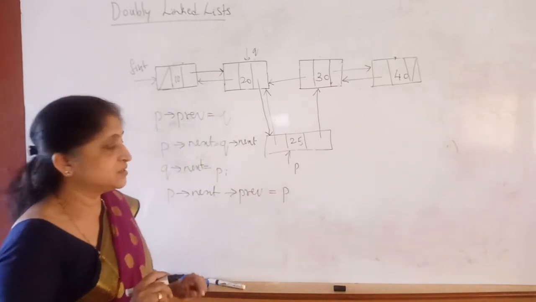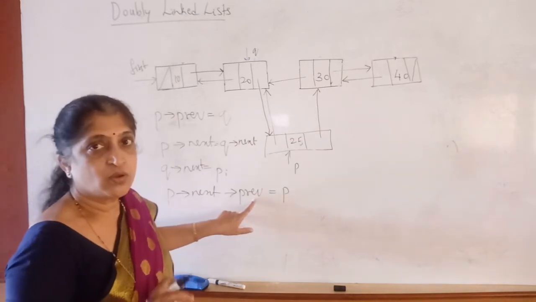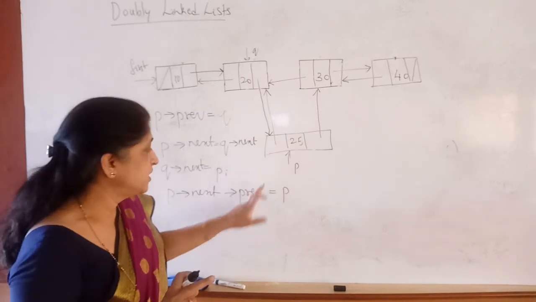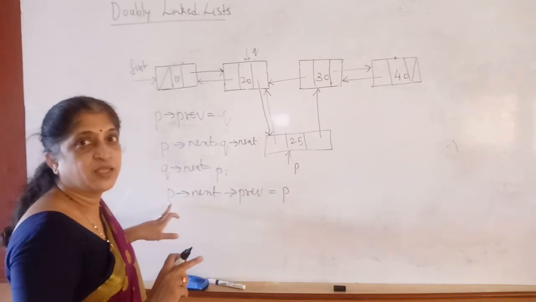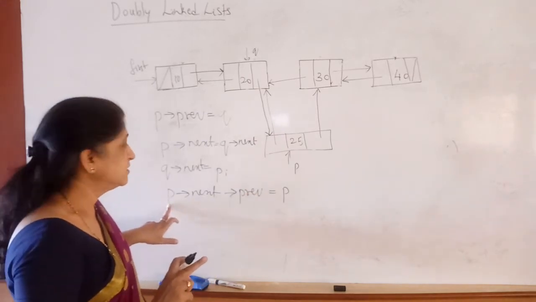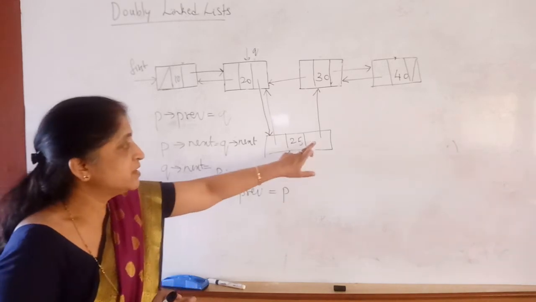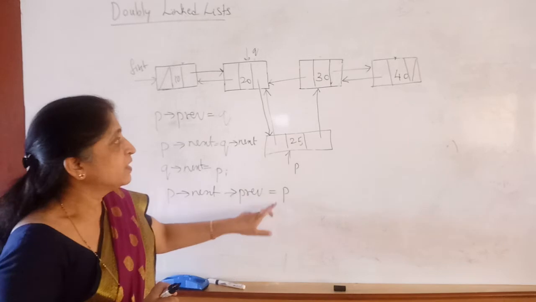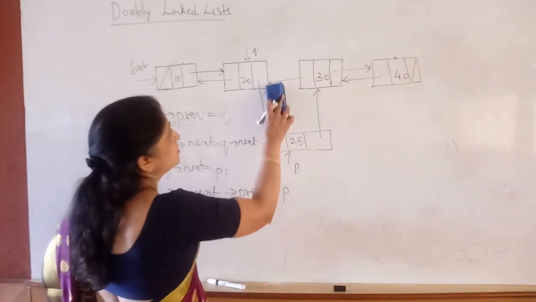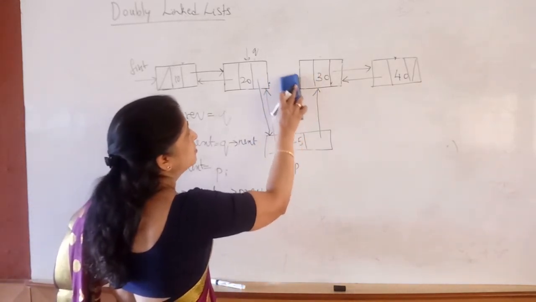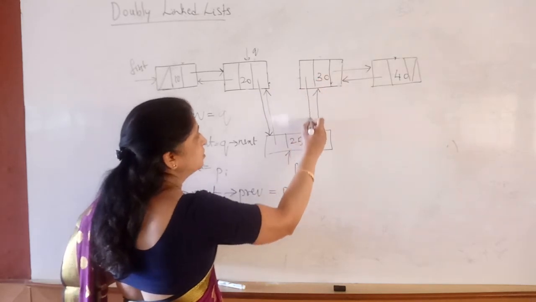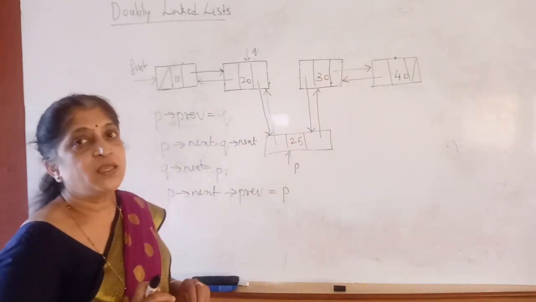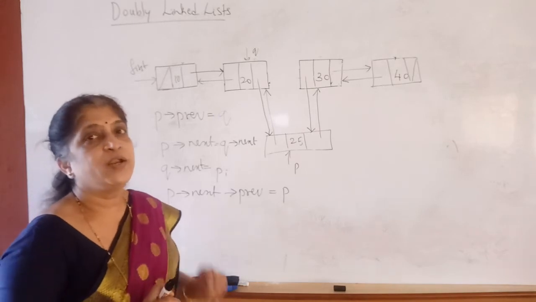You have to understand this. Previous field of the node to which the next field of the node P is pointing to. That is P next previous is equal to P. That means now this node is pointing to the new node with the data 25. We have successfully inserted the node in the middle of the list.